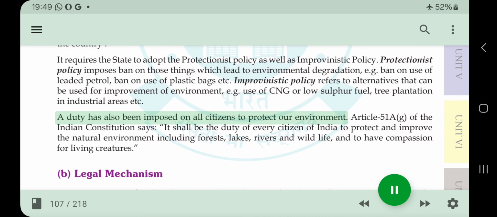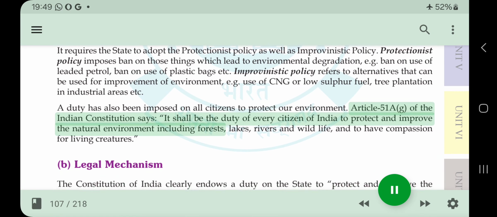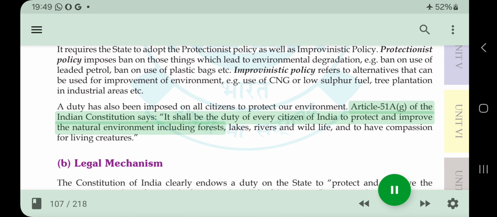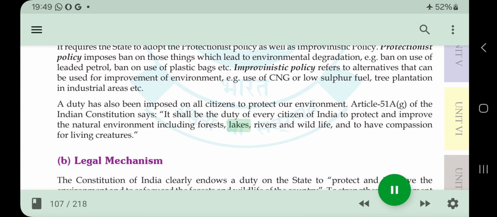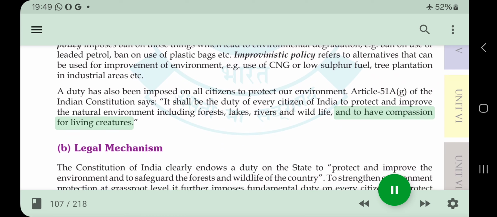A duty has also been imposed on all citizens to protect our environment. Article 51A(g) of the Indian Constitution says, it shall be the duty of every citizen of India to protect and improve the natural environment including forests, lakes, rivers and wildlife, and to have compassion for living creatures.